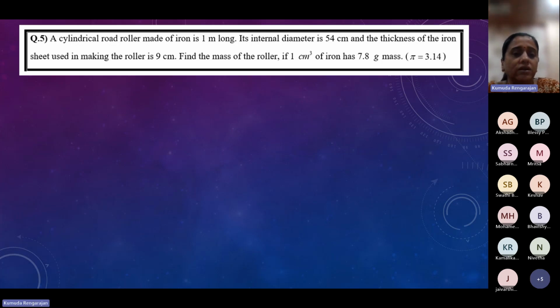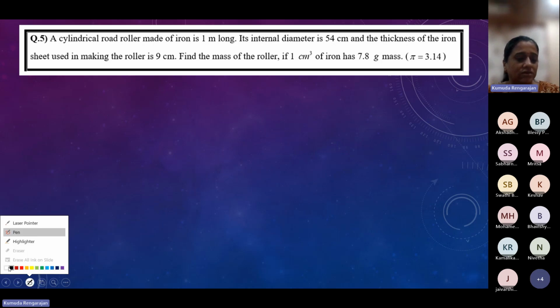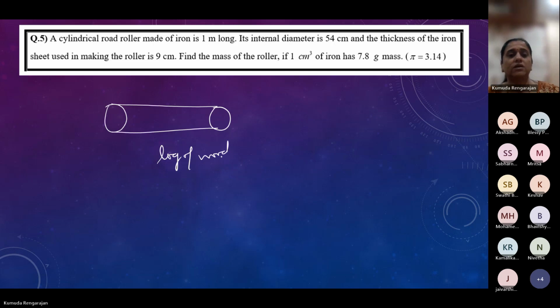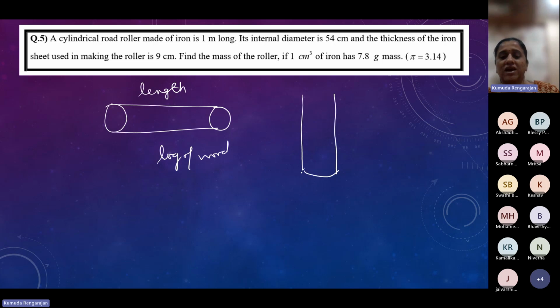So here, a cylindrical road roller made of iron is 1 meter long. So that's the height. See, we say, when a cylinder is a log of wood, say a log of wood, when you place it horizontally on the floor like this, you will say length of the wood. Length. When the same thing is placed vertically, then we say height.